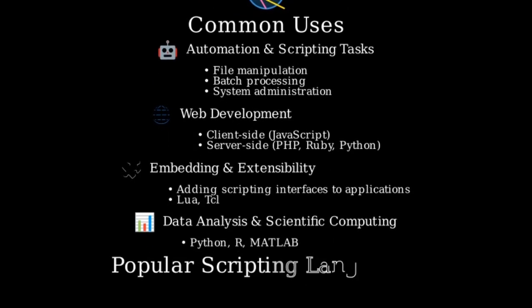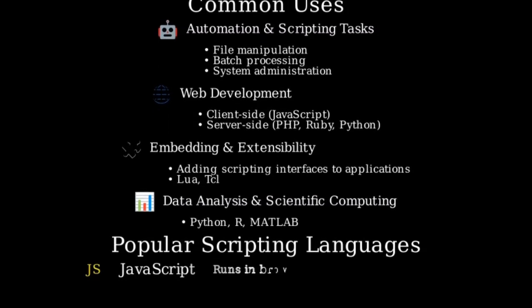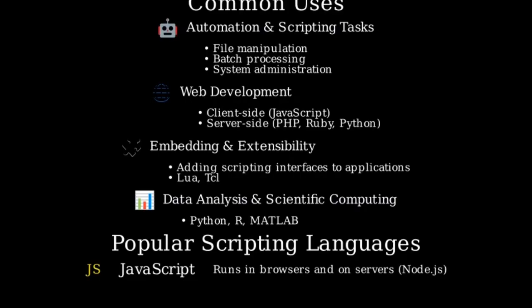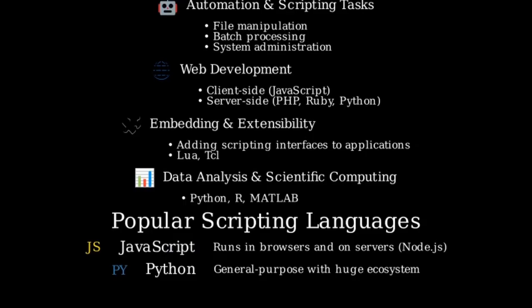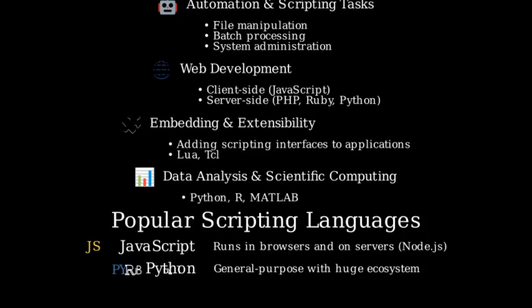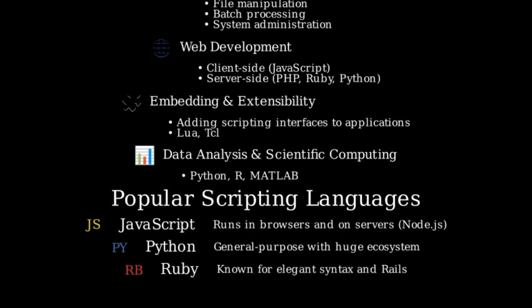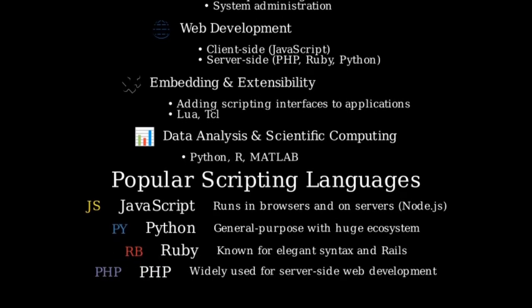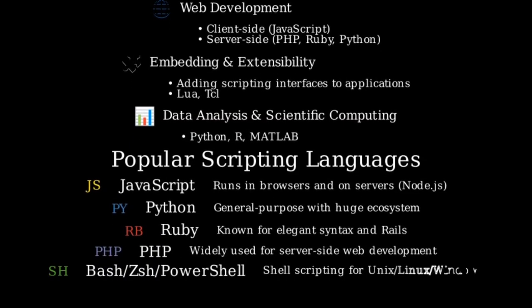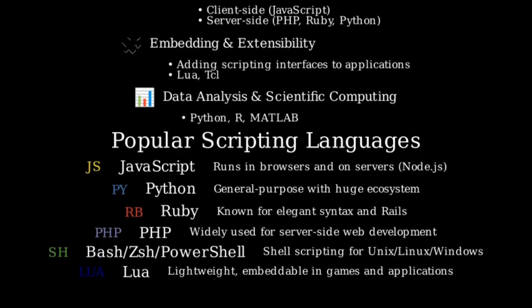Let's explore some popular scripting languages. JavaScript runs in browsers and on servers with Node.js. Python is a general-purpose language with a huge ecosystem spanning web frameworks, data science tools, and automation capabilities. Ruby is known for its elegant syntax and the Rails web framework. PHP is widely used for server-side web development. Bash, ZSH, and PowerShell are shell scripting languages for Unix, Linux, and Windows environments. And Lua is a lightweight language designed to be embedded in games and applications.